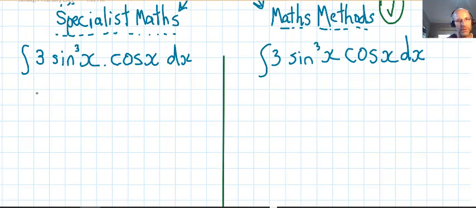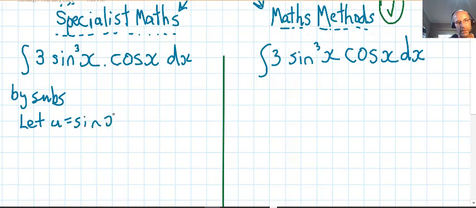So using this thing, which is in specialist maths only, called integration by substitution, what we need to do is identify a function which we can call u. So we let u equal sine x. Now, why would I do that? Well, because you can rewrite the given function as this. Take the 3 out the front. Now, sine cubed x is sine x all cubed. So that would make the following.